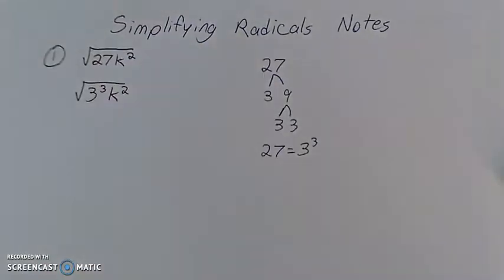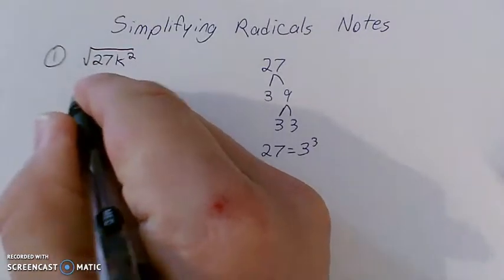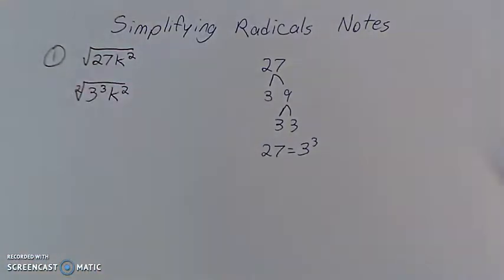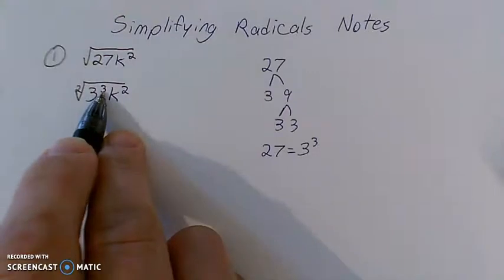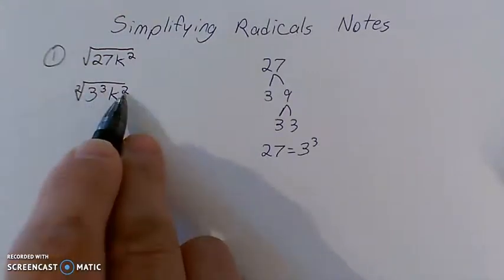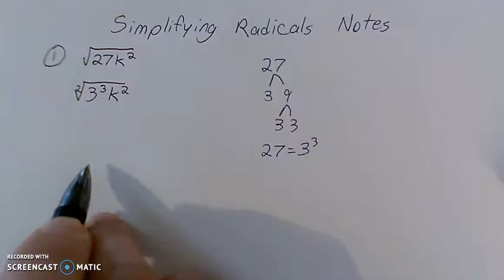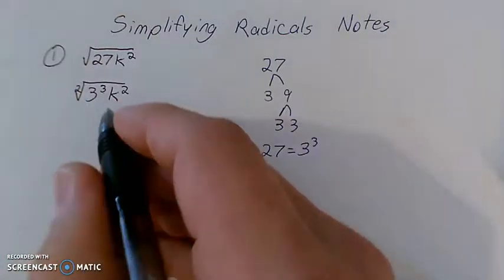Okay, the next part of this has to do with dividing the exponents by your index, which since it's a square root, your index would automatically be a 2. So I'm going to divide this exponent of 3 by 2. I'm going to divide this exponent of 2 by 2. And so let's go ahead and see what that does.